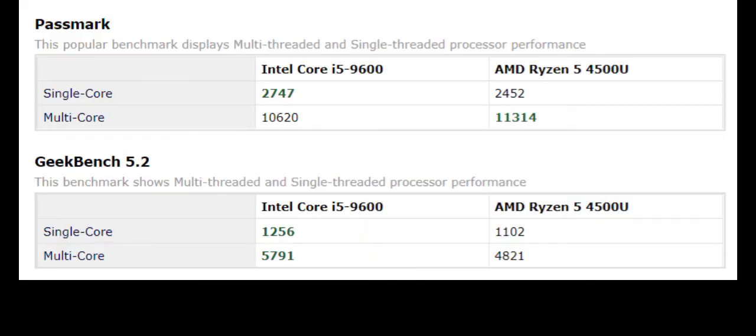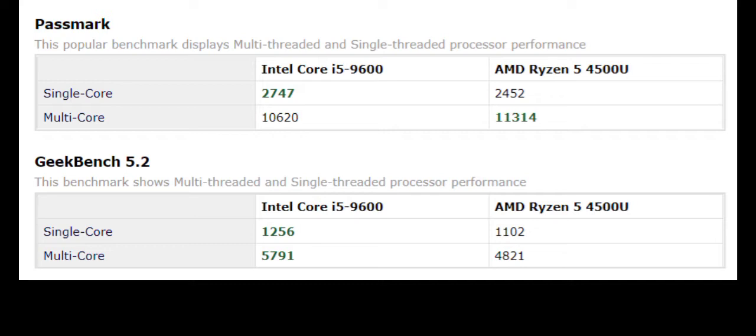So on their PassMark, the Intel Core i5-9600 has bigger points in the single core compared to the AMD, which has only 2452 compared to the 2747 of the Core i5. On the other hand, on the multi-core, the AMD Ryzen 5 has the advantage against the Core i5 with 11,314 compared to the 10,620 of the Intel Core i5.